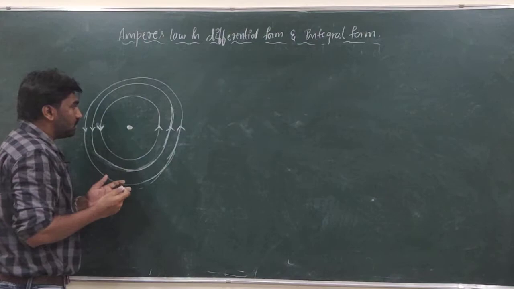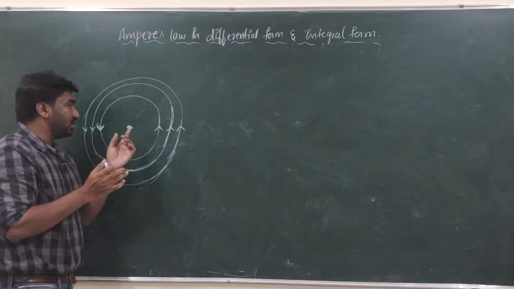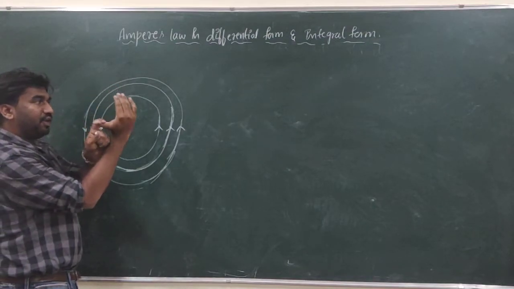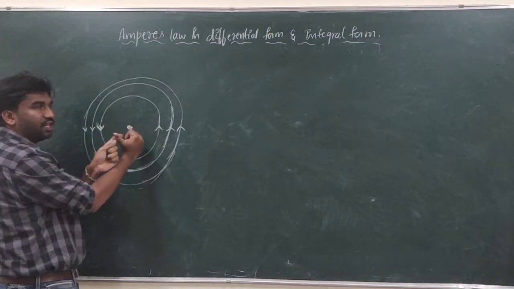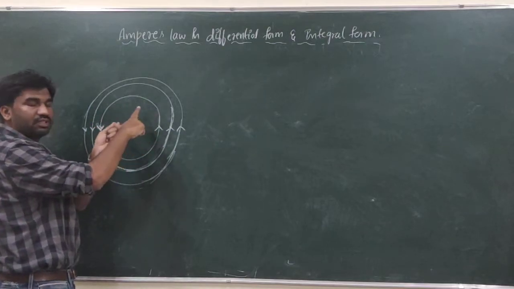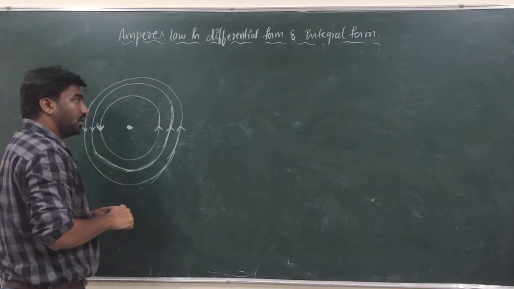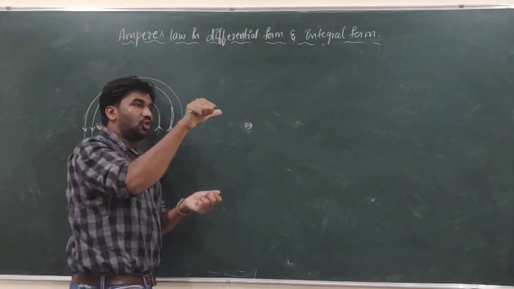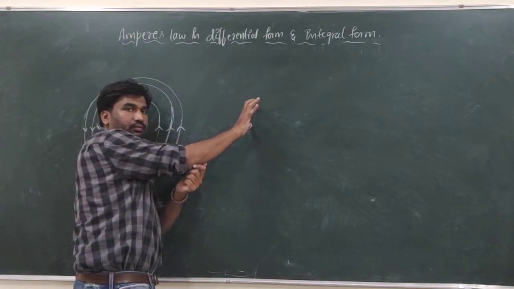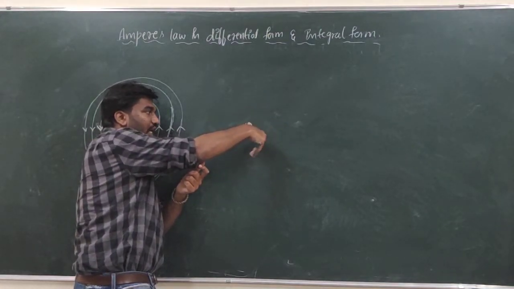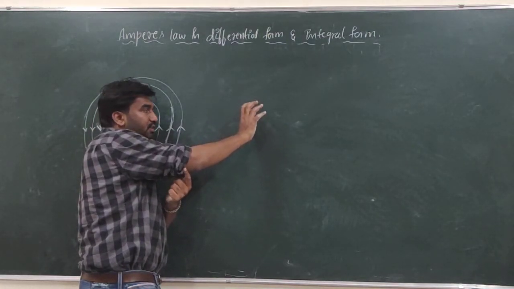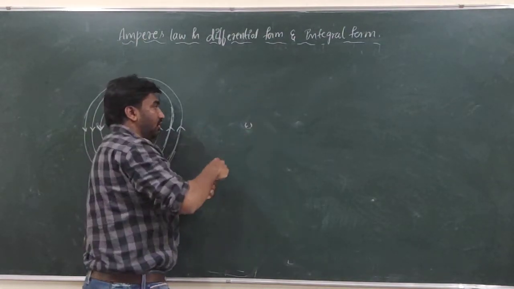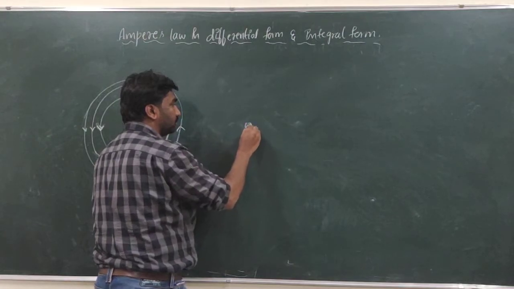If I take the current coming out of the board as positive, then the magnetic field lines are in anti-clockwise direction. If the current is in the negative direction, that means it is going into the board, then according to the right hand thumb rule, the magnetic field produced by this current is in clockwise direction. The curl is like this.